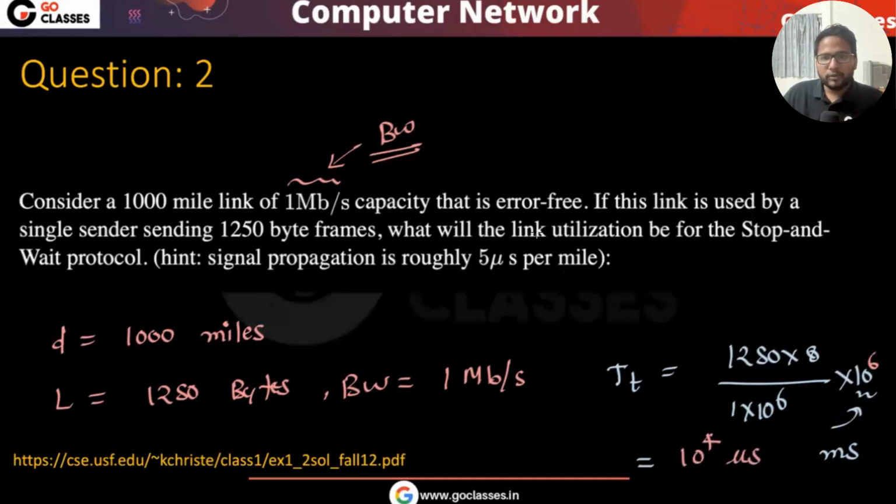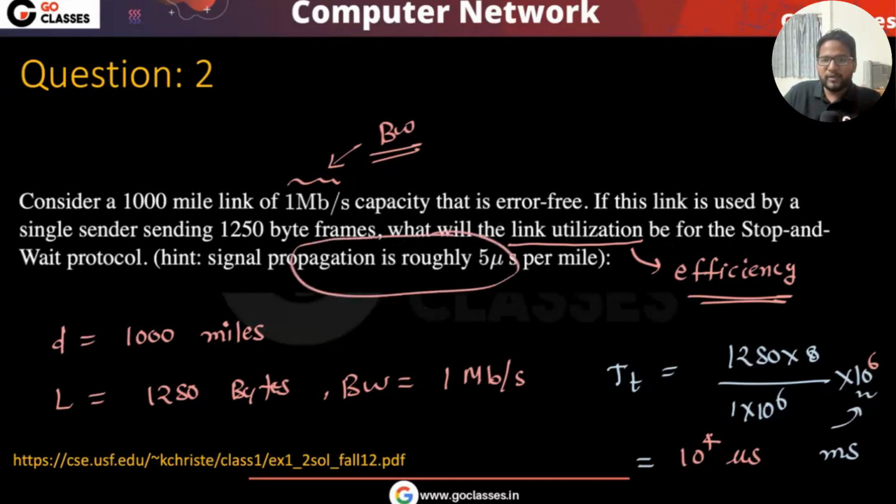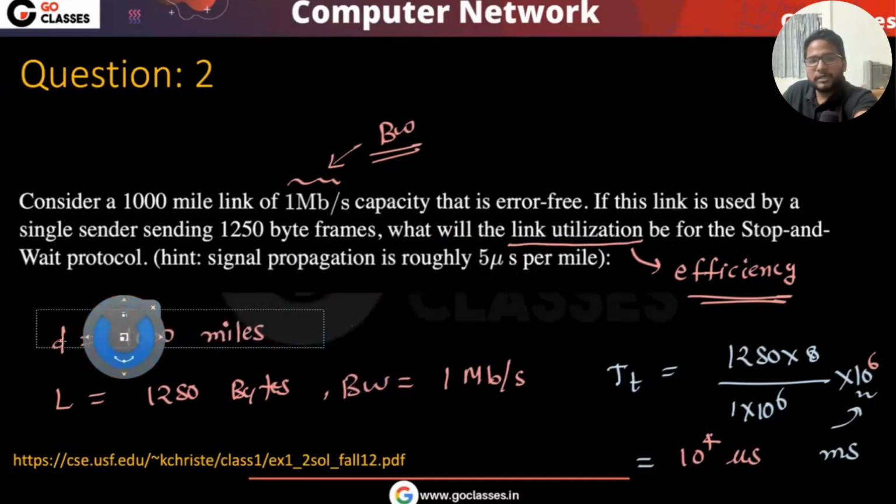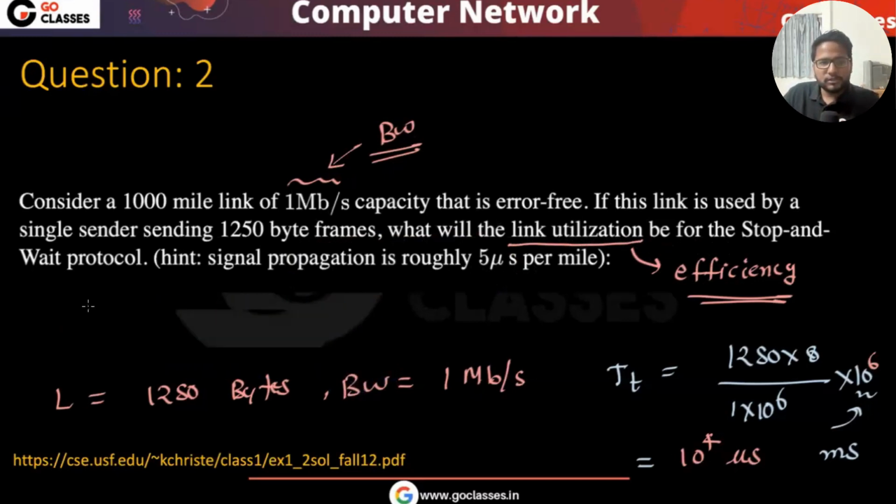Okay. Now what they're asking: the transmission time is given, the distance is given, and is the velocity given to you? They're asking link utilization. Link utilization is nothing but efficiency. Efficiency and link utilization are the same. Now they're asking the efficiency, and they have also given the distance, but they have not given the velocity. But it seems like they have given the propagation delay directly, which is 5 microseconds. So the distance is not required for us. The propagation delay directly given to us is 5 microseconds, which is TP.